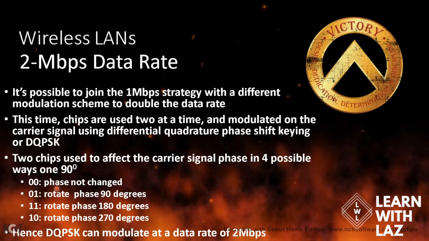So if it's 0 0, no change. If it's a 0 1, it's 90. If it's a 1 1, it's 180. If it's a 1 0, well, that makes sense, right? It's increasing, so 270. So that is differential quadrature. Here it is. Again, terminology.